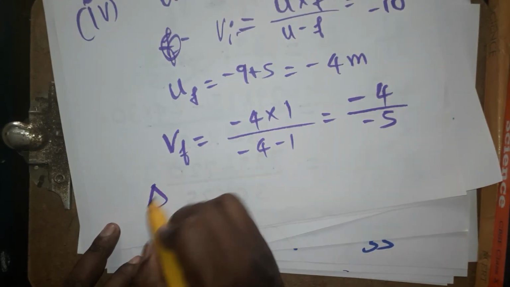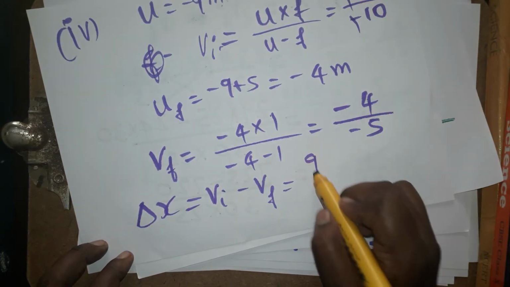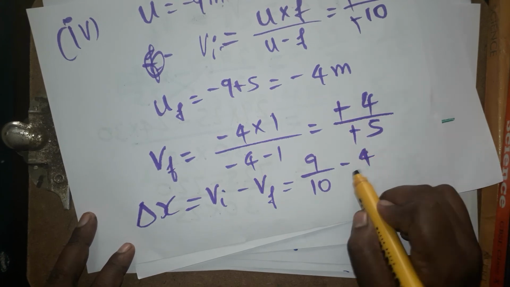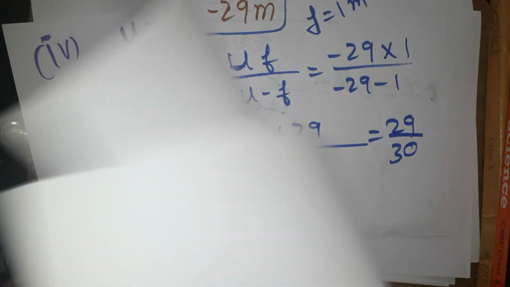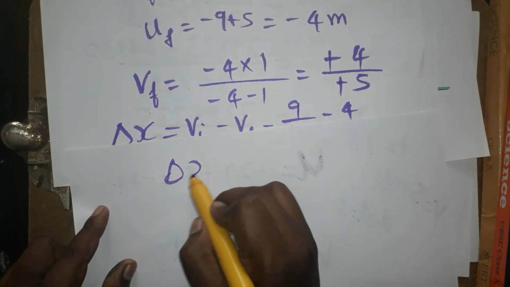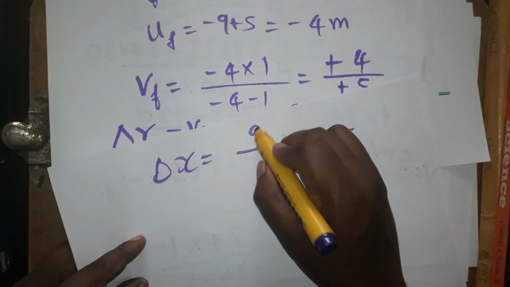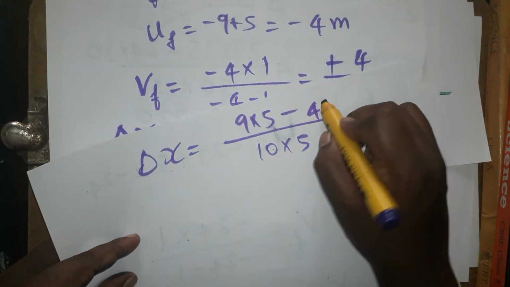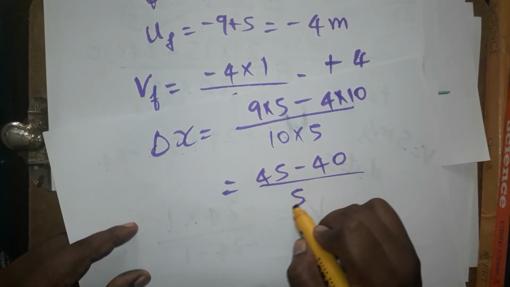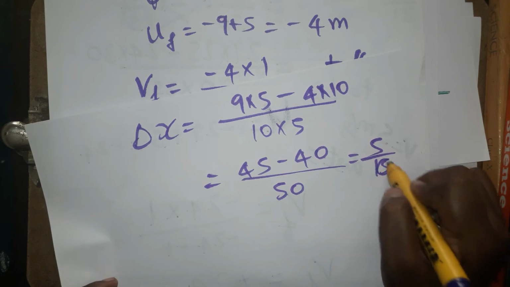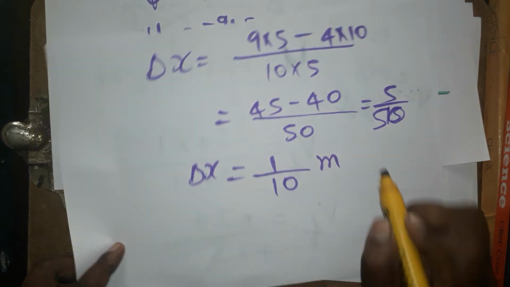It is very simple. So the change in distance is V initial minus V final. V initial we know is 9 divided by 10. V final we know is going to be 4 divided by 5. Next step, we take the common LCM, 10 into 5. So 9 into 5 minus 4 into 10, which is 45 minus 40 divided by 50. So we will get 5 divided by 50, which is 1 divided by 10. So the change in distance is 1 divided by 10 meter.